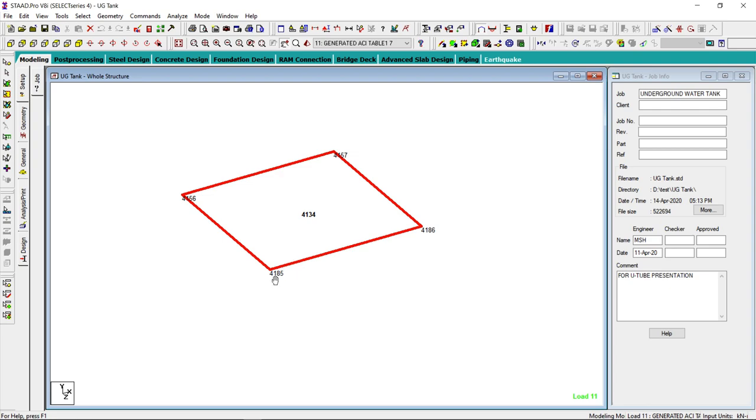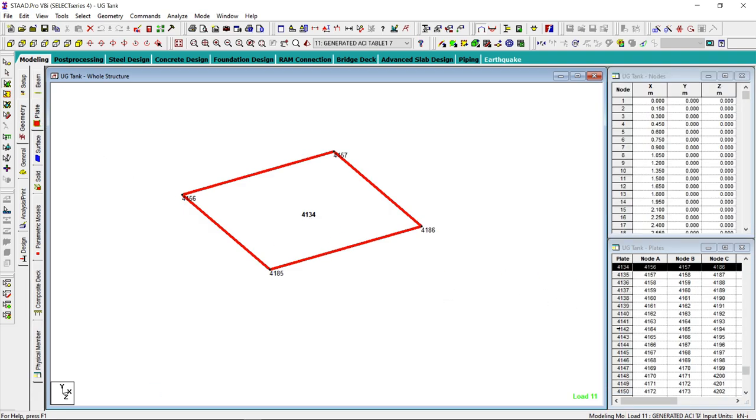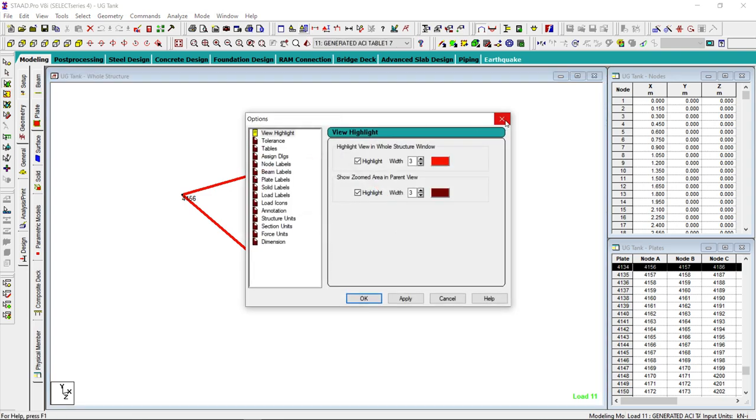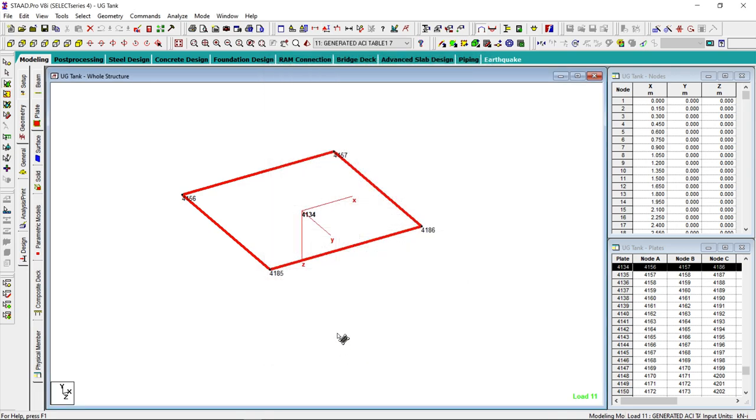The nodes are 4185, 86, 4157, 56. Let's see. So the plate number is 4134. So this is defined as node number A is 4156, 4157. We can also see the local coordinates. So here you can see that x-axis is on the right hand side, y-axis is towards us, and z, positive z, is downward. And if we see the result, what the result is, 4134.